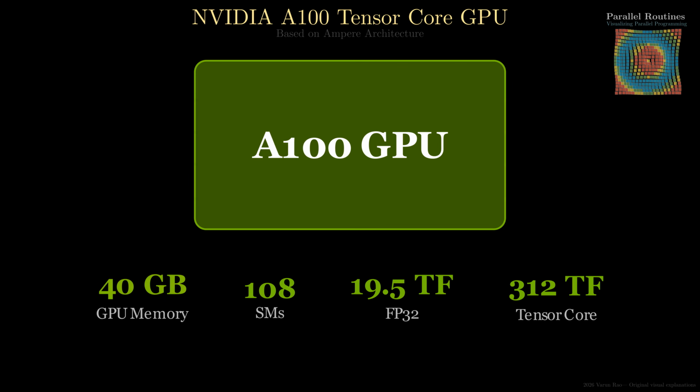The A100 GPU is based on the Ampere architecture and provides high compute capability for data center workloads. It includes 40 gigabytes of GPU memory, 108 streaming multiprocessors, and over 300 teraflops of tensor core performance, supporting AI, data analytics, and high-performance computing applications.